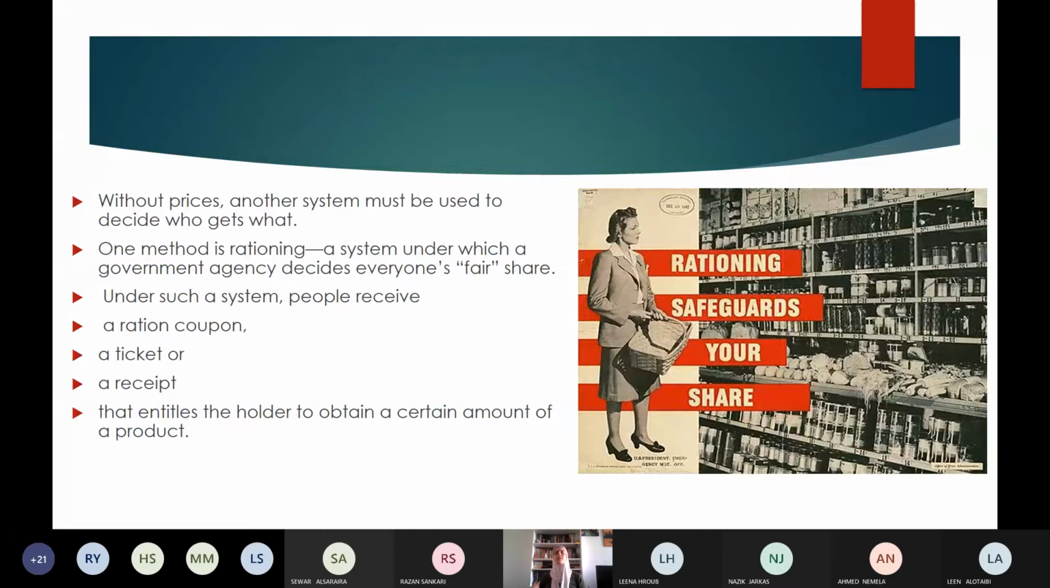What do you think of this system, girls? Do you like this idea or not? No. Why? Because maybe you eat more of something than the other, and they control what you eat. Yes. Who else, girls? Anyone preferred this idea?